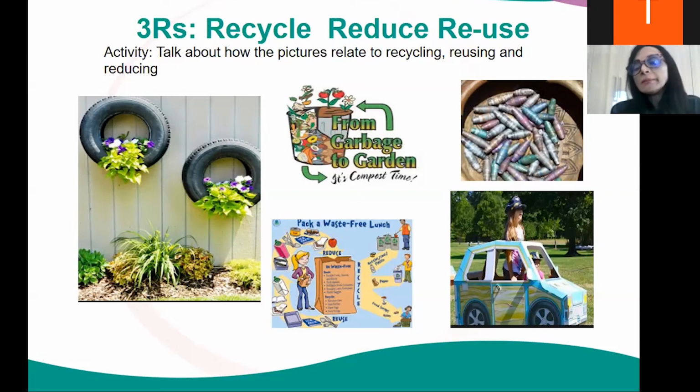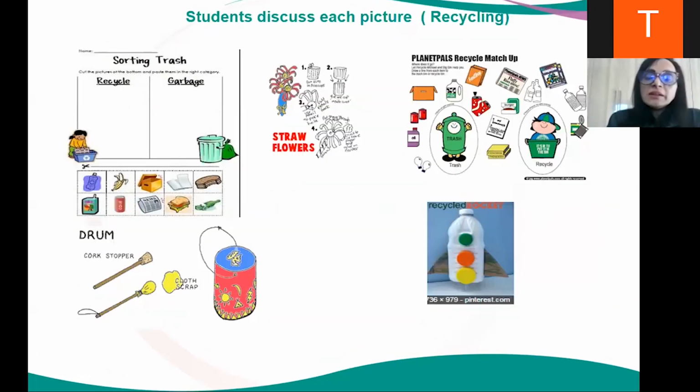The next is the picture of the beads made from magazine pages. You cut strips of magazine pages and you roll them into a little thin pencil, and you use some glue and you make your beads. And then we will look at the construction of a toy car using old cardboard, which can bring a lot of joy and fun for children. Next, these are further examples where you use straws to make flowers, and where you use a bottle to make a robot, for example. You use a drum to make a musical instrument.